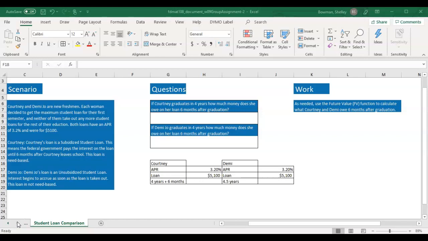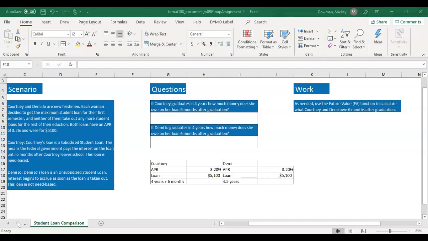Courtney's loan is a subsidized student loan. This means the federal government pays the interest on the loan until 6 months after Courtney leaves school. This loan is need-based. Demi Jo's loan is an unsubsidized student loan. Interest begins to accrue as soon as the loan is taken out. This loan is not need-based, so anyone can get it.